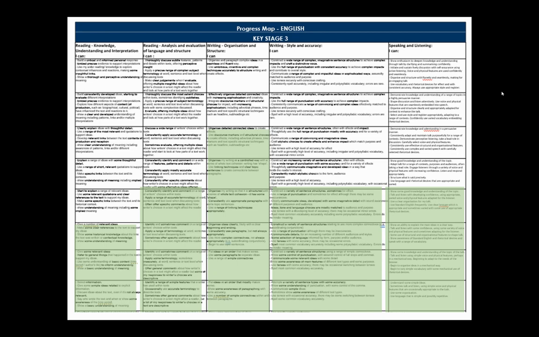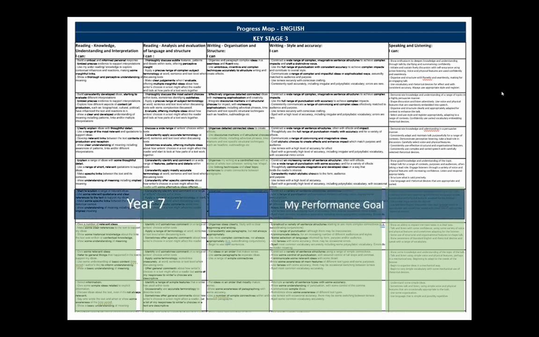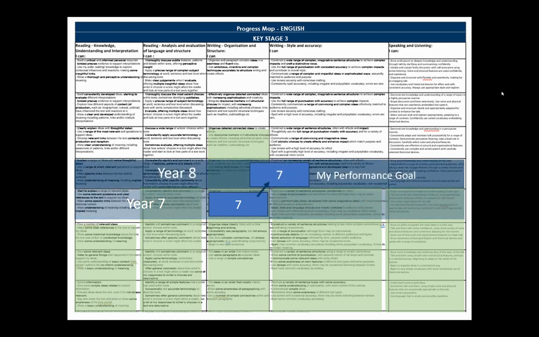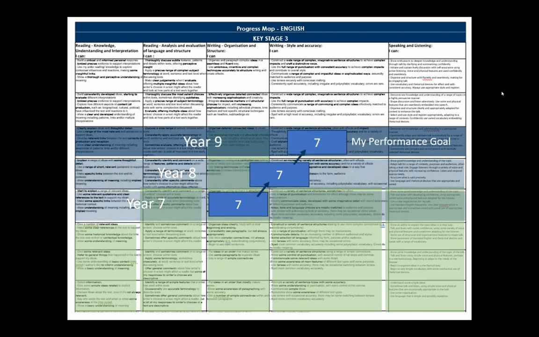It is normal for your performance goal to stay fixed throughout KeyStage 3. However, this does not mean we expect your progress to stop or slow down. Each year your goal will move up one step on the progress map to bring additional challenge to your learning. So, as we can see from the example here, a step 7 in Year 7 is not the same in Year 8 or Year 9.